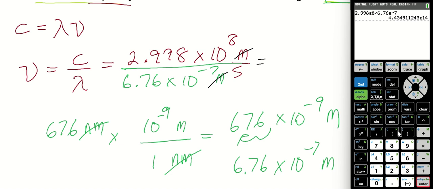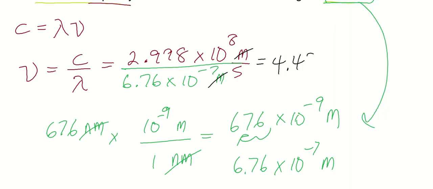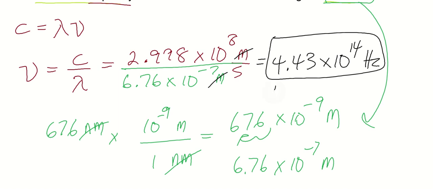All right, we need 3 significant figures because the only measurement we're given is the 676 nanometers, which has 3 sig figs. Our answer is going to have 3 sig figs, 4.43 times 10 to the 14 hertz. All right, that, by the way, if you want to use prefixes, that's 443 terahertz.